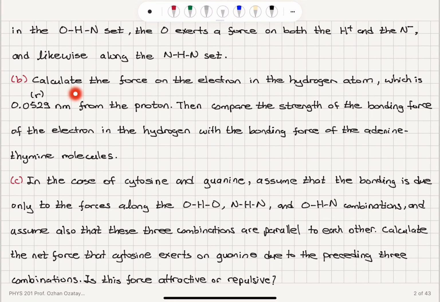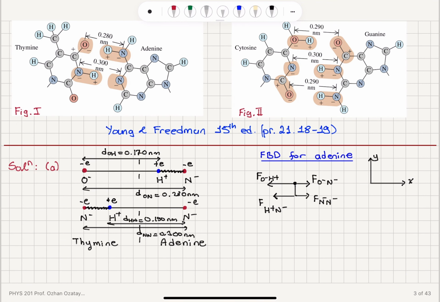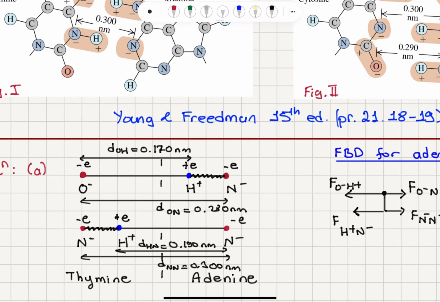And in part B, calculate the force on the electron in the hydrogen atom, which is 0.0529 nanometers from the proton. That's one Bohr radius. Then compare the strength of the bonding force of the electron in the hydrogen with the bonding force of the adenine-thymine molecules. So let's start with the adenine-thymine molecules.